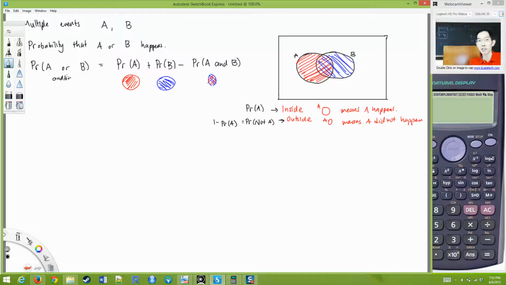Is that all right? So probability of A or B is probability of A plus the probability of B minus the overlap, and so A or B is this little shape right here.